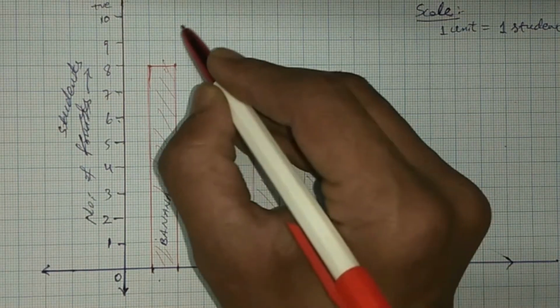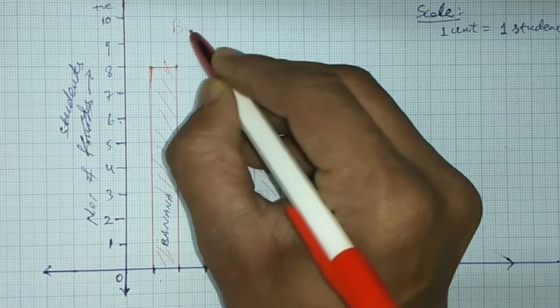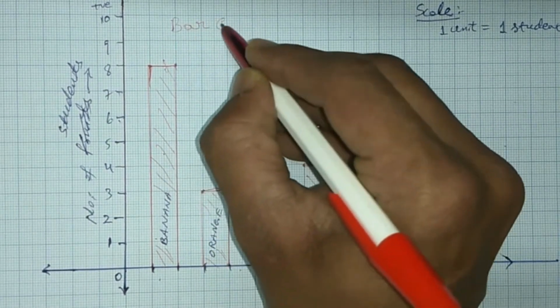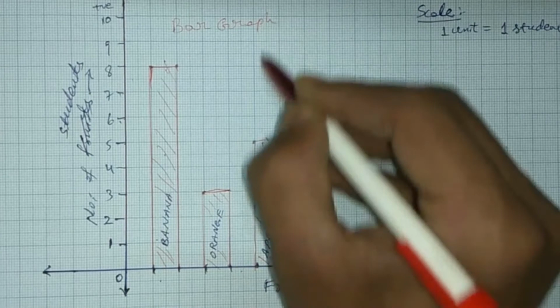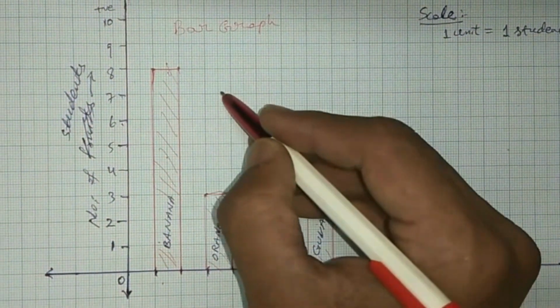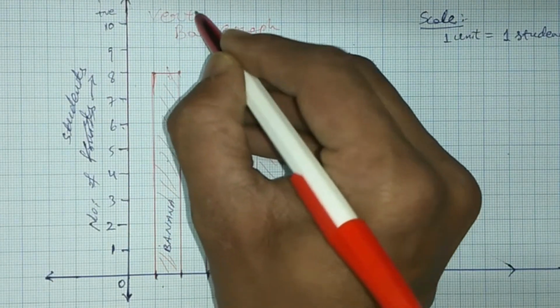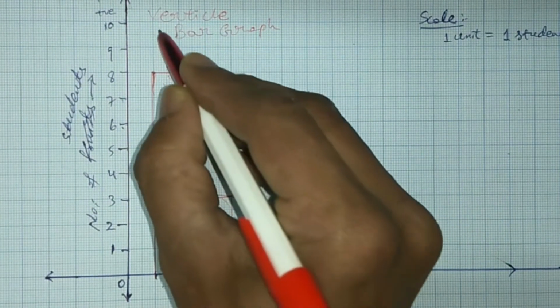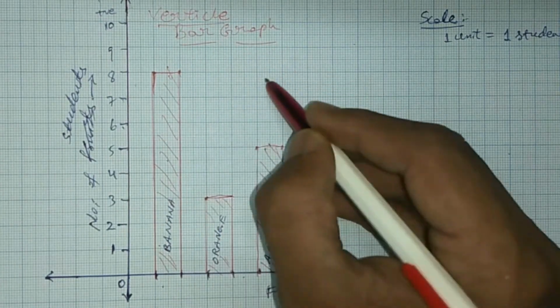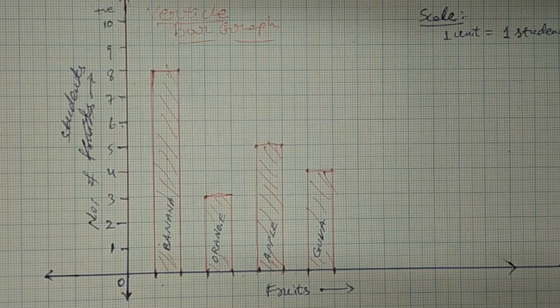Now, we can write the title of the bar graph. Which type of bar graph is it? Vertical bar graph. So, we will write vertical bar graph as the title. So, this is the method of drawing a bar graph.